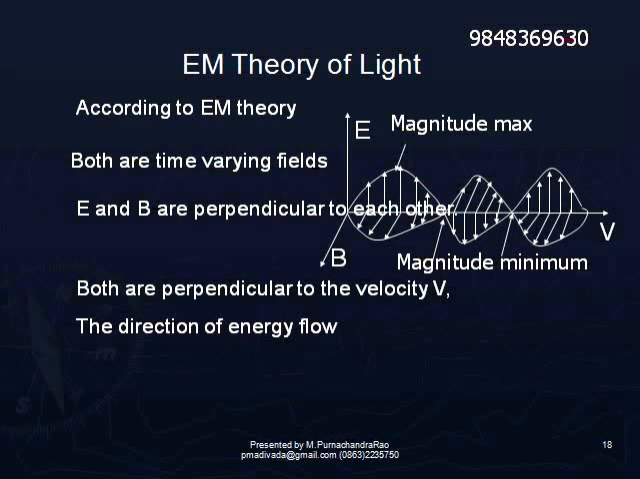E and B are situated perpendicular to one another, and they are time varying fields, and the flow of energy will be perpendicular to the direction of variation of these two fields. This is electromagnetic theory.